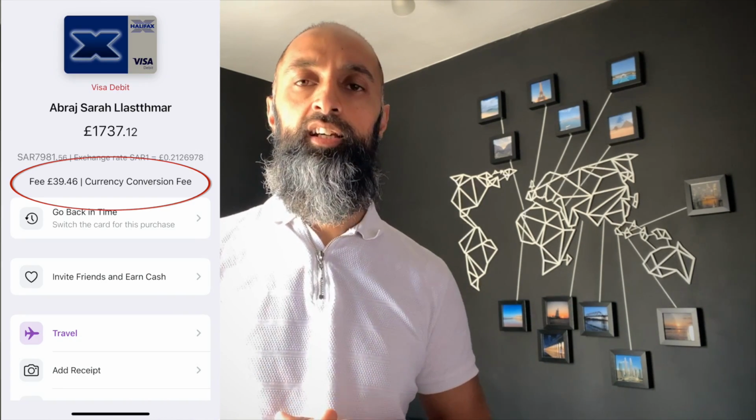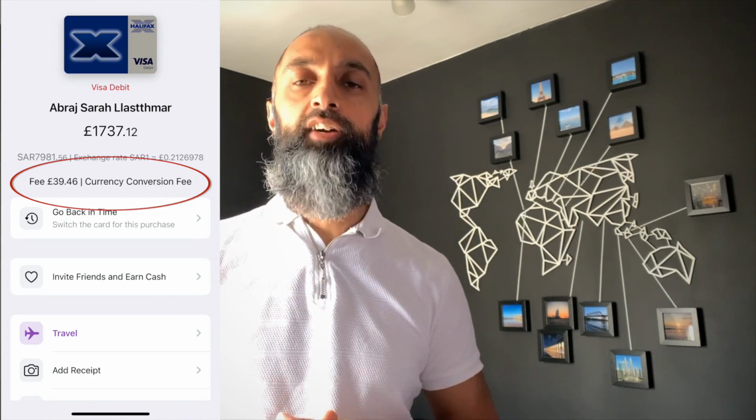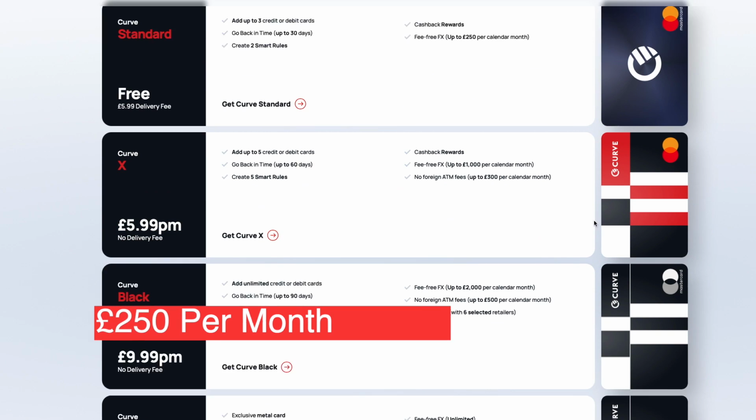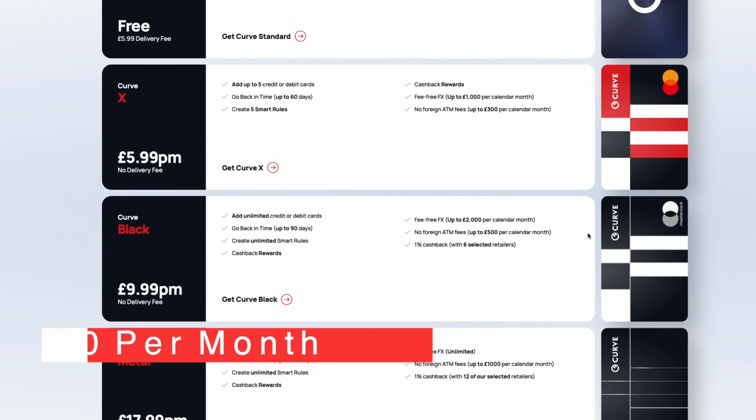which is one of the main reasons why I'll no longer be using Curve, the other reason was that I noticed on the big transactions that I made that I was being charged a fee, and I was a bit perplexed by that because I thought this was meant to be fee-free. Now, when I investigated further, I found that basically I was on the basic plan, which had a limit of £250 fee-free. Now, this had changed from what I previously signed up to.